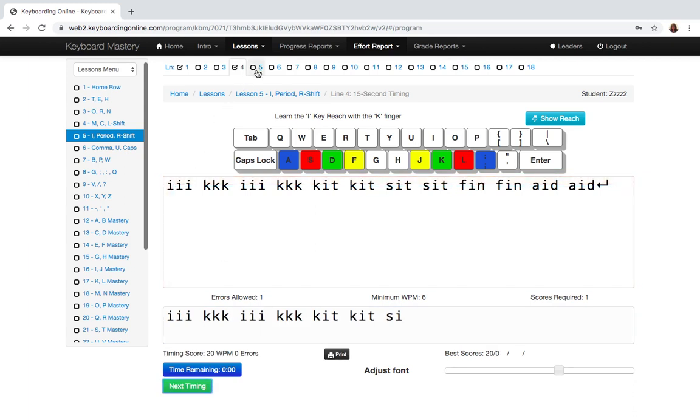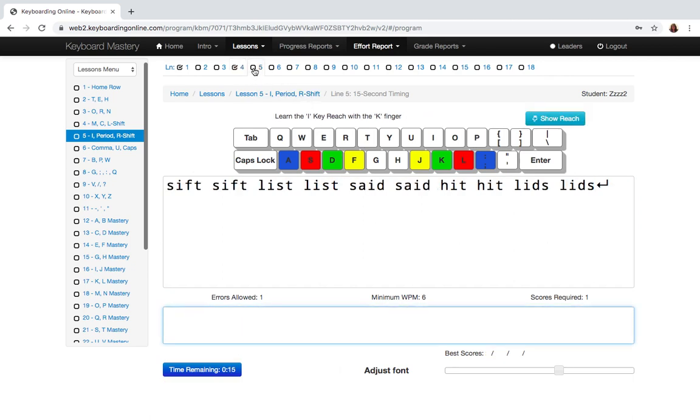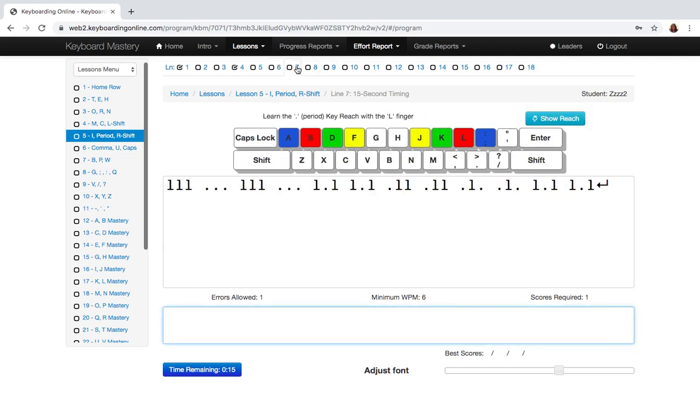So moving along, and of course in your classroom you probably are making 2 attempts on each of these lines. Again, practice makes perfect. Learn the I key reach with the K finger. Always good to read what it says up here. When the K finger reaches the I, keep some fingers on the home row. You don't want to lose your place.